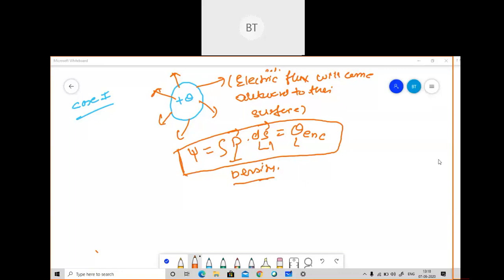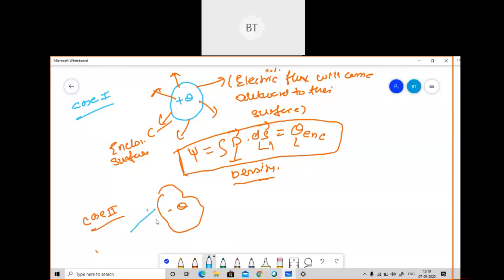In that first case, I have taken one enclosed surface, and in that enclosed surface I have placed one positive charge, that is plus Q. Because of that positive charge, electric flux will come outward to this surface, which we have seen in the last class, how the direction is there. So this is the first case. Now suppose this is our second case. In the second case this is our enclosed surface, and if I am placing a minus Q charge in it, how will I denote the direction? The direction will be inside, like this, like this.